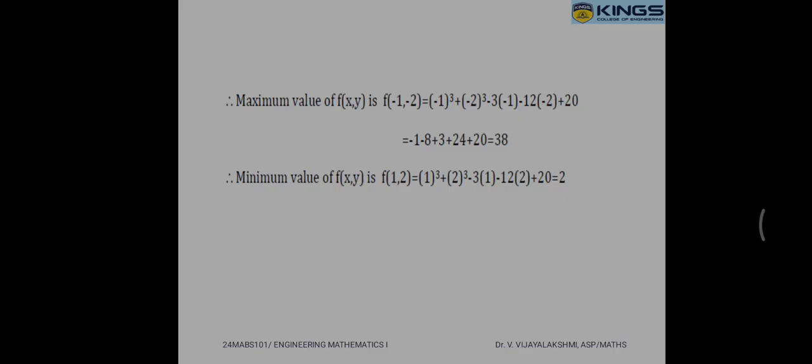In the question, they have given to find the extremum value. That means you have to find the maximum and minimum value. And (minus 1, minus 2) will give you a maximum value. So the maximum value of f of x comma y at (minus 1, minus 2): replace x equal to minus 1 and y equal to minus 2 in f of x comma y, we get 38. Similarly, (1, 2) is the minimum point and it will give the minimum value. Therefore the minimum value of f of x comma y at x equal to 1 and y equal to 2 is, we get 2. So this is the minimum value of the given problem.